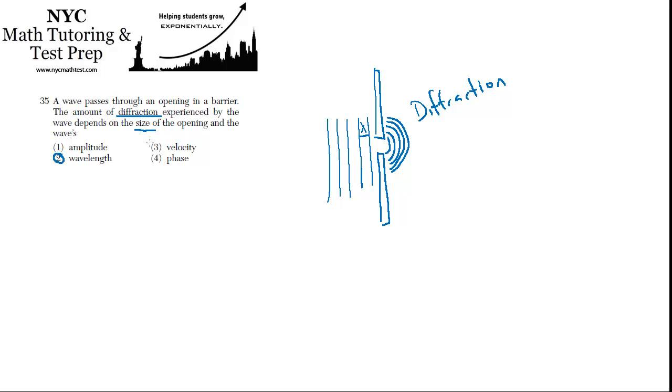The amplitude won't affect it. You'll see diffraction regardless of the amplitude as long as those two factors are the same. Velocity, again, same thing, and the phase doesn't come into play. 2 is the best choice.